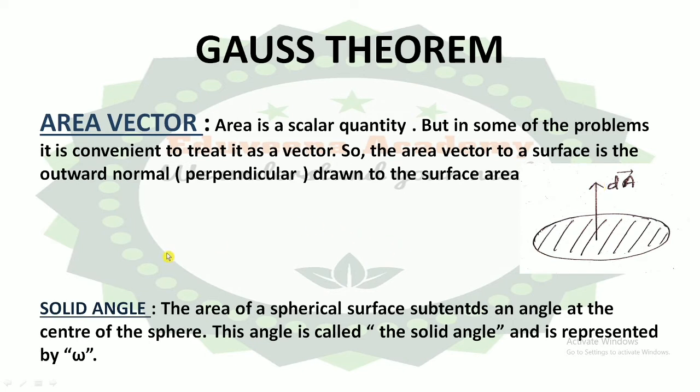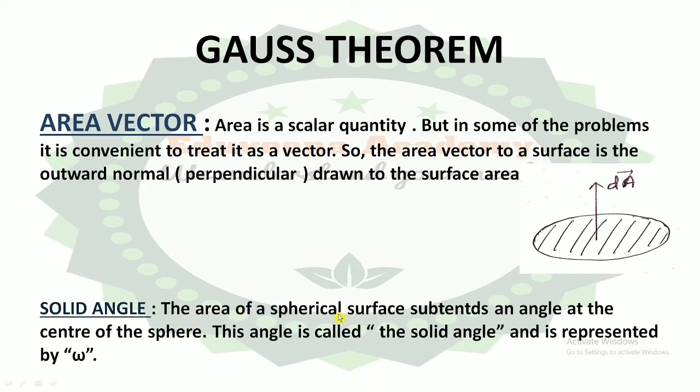Okay. An important topic we'll now learn is the solid angle. What is the solid angle? The area of a spherical surface subtends an angle at the center of the sphere. So the whole area of a spherical surface, if it subtends some angle, it subtends an angle at the center of the sphere. That angle is called the solid angle. We learn this in detail in the next slide.